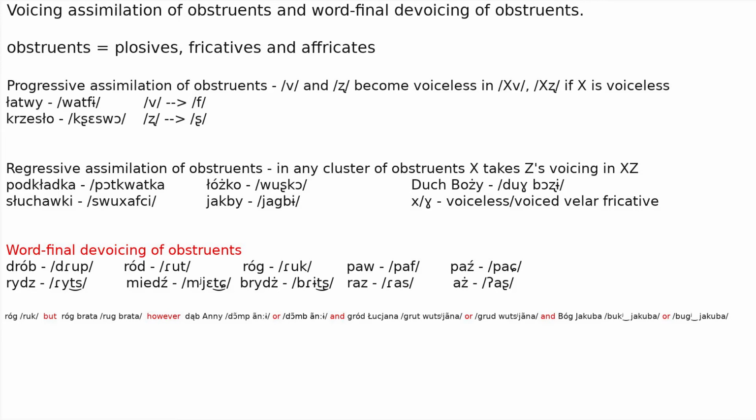There is another thing. If there is a word final voiced obstruent as a letter, and the next word starts with a vowel or with a sonorant, so basically any other consonant that is not an obstruent, then there is a facultative pronunciation. And if you choose to keep the devoiced version, then you will keep it when the next word starts with a vowel and when it starts with other sonorant. And if you choose to pick the voiced version, then you will always stick to the voiced version. So these words might be pronounced dąb Anny or dąb Anny, gród Łucjana or gród Łucjana, Bóg Jakuba or Bóg Jakuba.